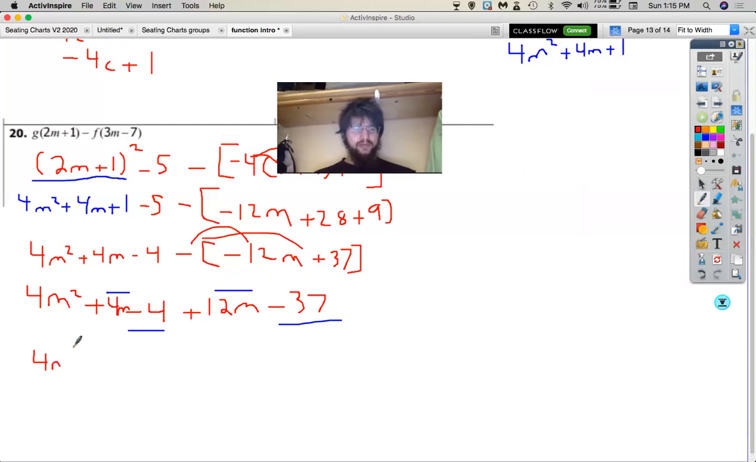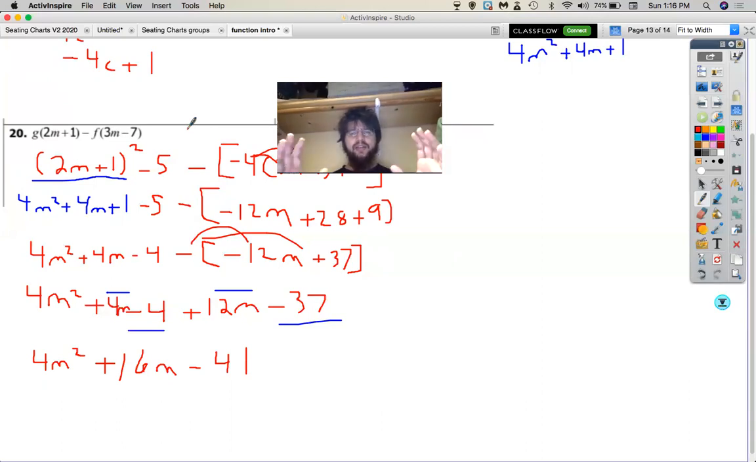4m squared. 4m plus 12m is 16m. Negative 4 and negative 37 is negative 41. Are we done? I think we're finally done. Look at that. We don't have anything else we can combine. Remember, we're evaluating here. We're not solving. There's no equal sign. There's no, this is equal to a number. So don't think you have to get m by itself because you're not solving, you're evaluating. You're just trying to get this expression to a simplified form.